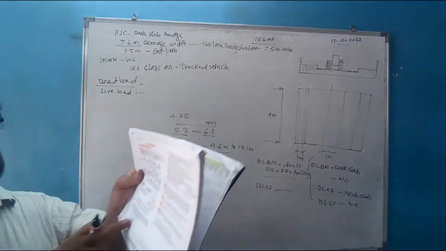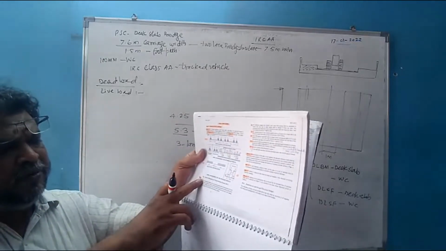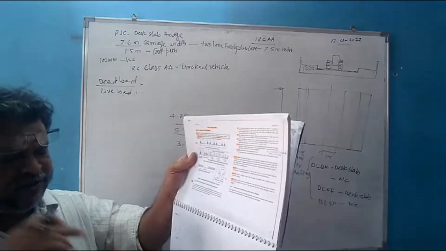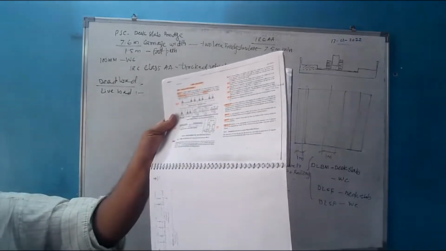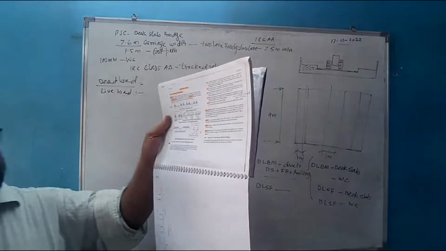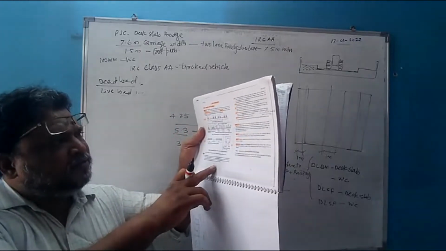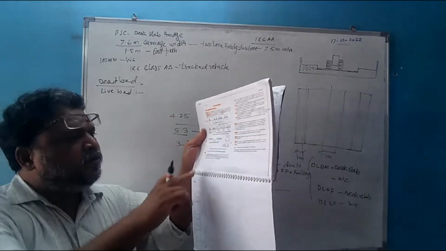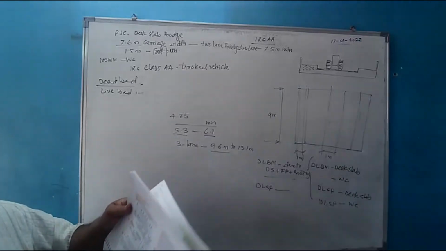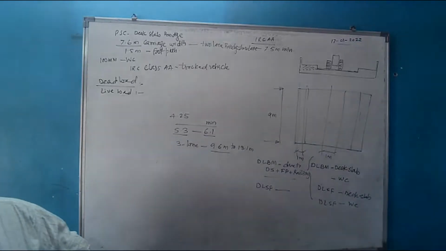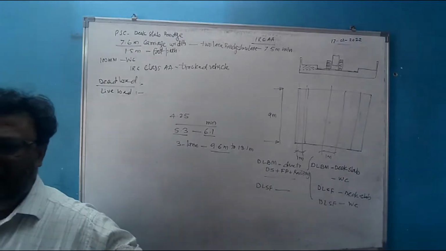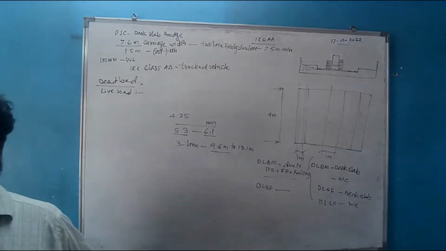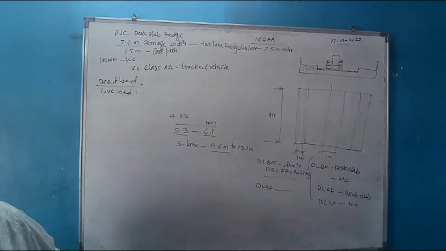It is on page number 10. There is a note here below the figure 1 of IRC 6. You will have to sit with the IRC in parallel. So from this page number 10, below figure 1, you will find that if it is a tracked vehicle, then the minimum distance must be 90 meter, and if it is a wheeled vehicle, IRC class AA or class 70R, then in that case it is 30 meters.